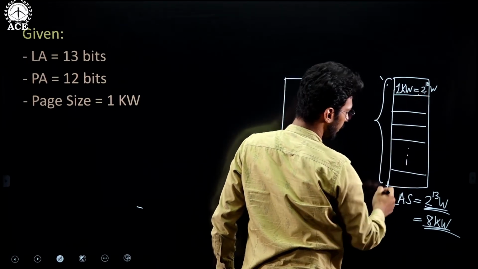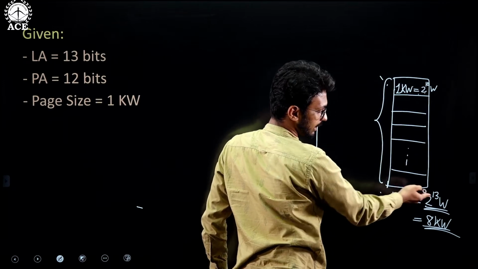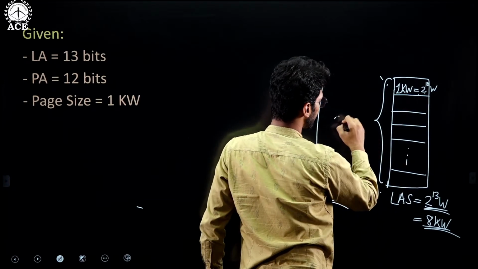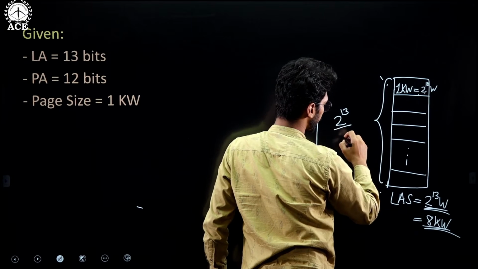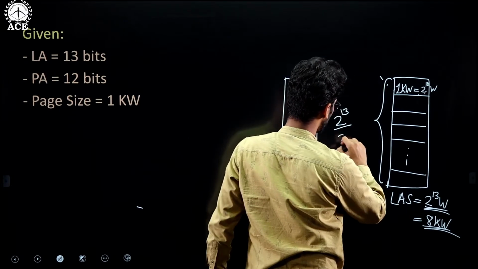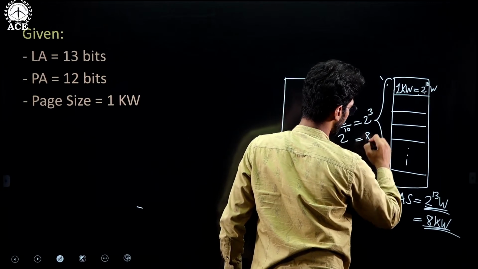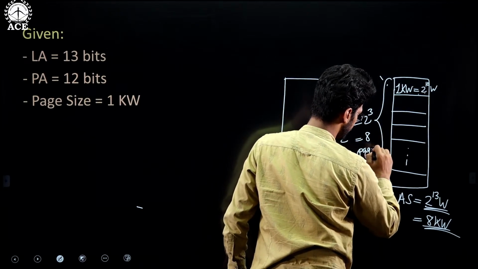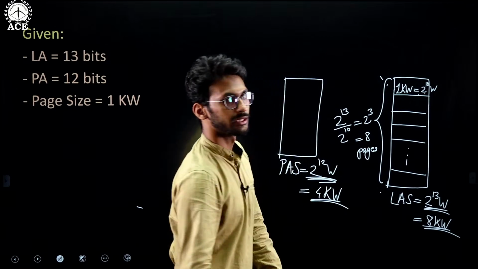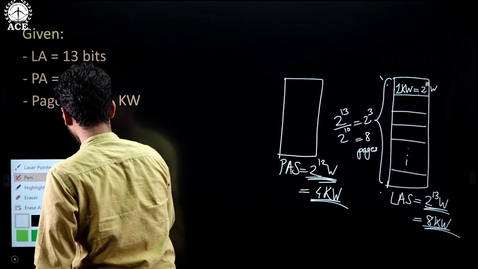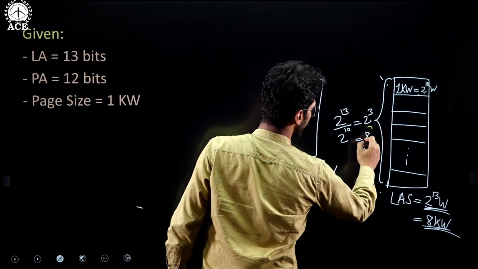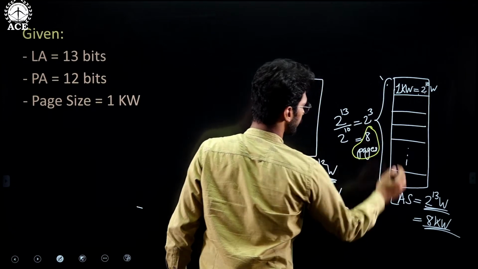Now what will be the number of pages? Obviously, divide this by this. What is 2 raised to 13 by 2 raised to 10? 2 raised to 3, which is equal to 8. 8 pages will be there. I hope you got it. How many pages will be there? 8 pages total. See, I mentioned it.